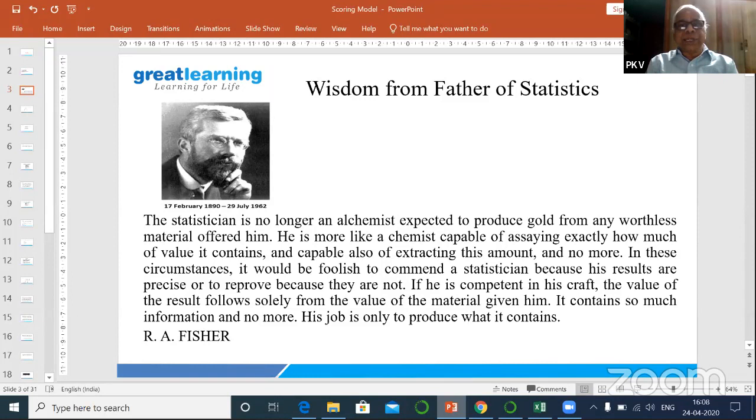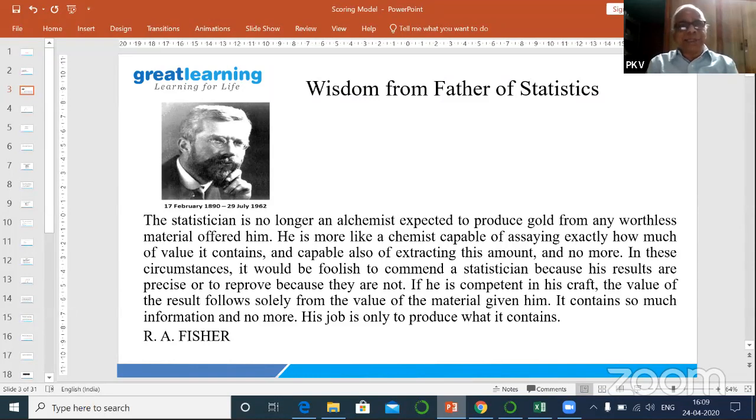So the statistician is like a chemist trying to gauge how much value the data set contains, and also capable of extracting this amount only, nothing more, nothing less. For example, if the data set has 60% value and 40% worthless things, a statistician should be able to extract all the 60% if he is competent. He should not extract less than that, but he cannot make it 100%.